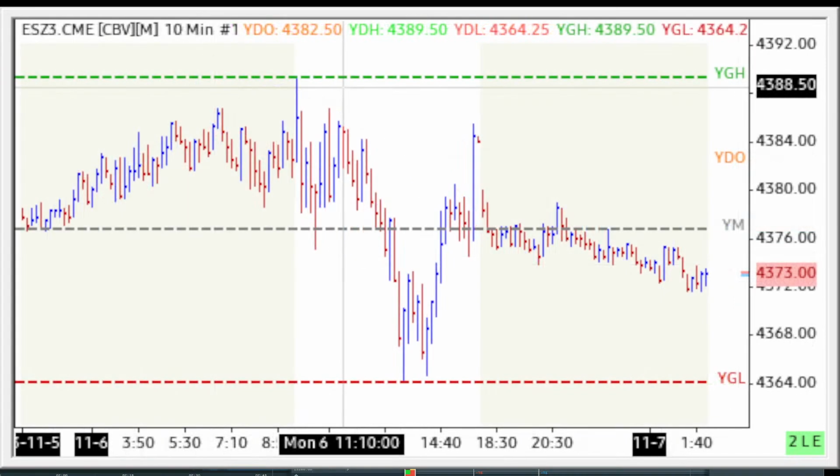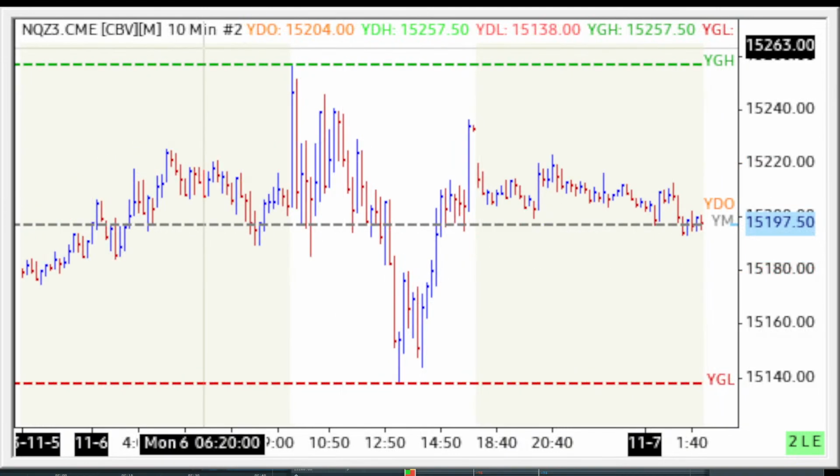Quick look at the session, not as bullish as the last few days. We're actually below yesterday's mid on the 10-minute on the ES, and we're right at yesterday's mid. In fact, we're actually a little bit lower than that. I took this about 45 minutes ago, an hour ago.